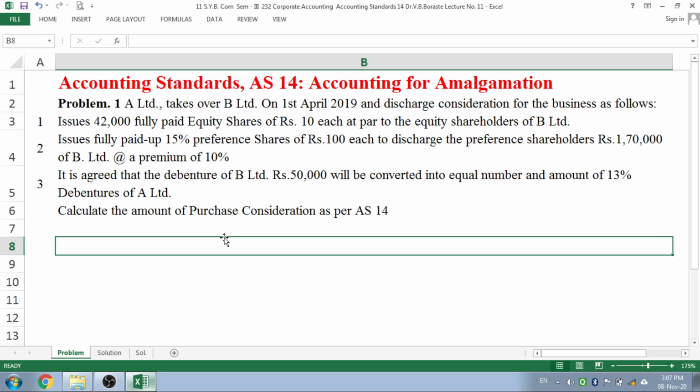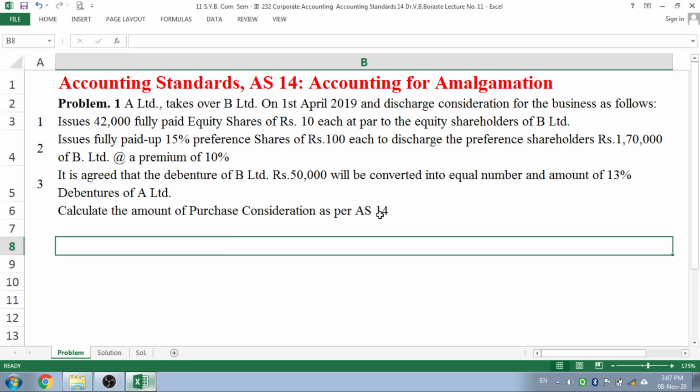Say for example, company A and B Limited both are going to amalgamate and form a new company as C Limited. So in this case, C Limited has to pay some amount to A Limited as well as B Limited, because C Limited is going to take the assets and liabilities of A Limited as well as B Limited. So this is called purchase consideration. That means the consideration for those assets and liabilities. So let us start the solution.